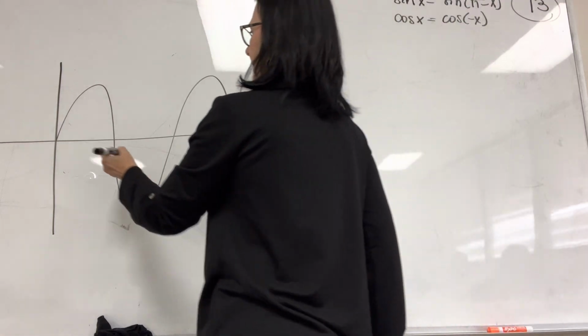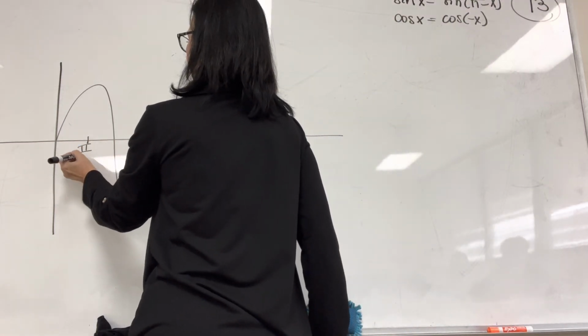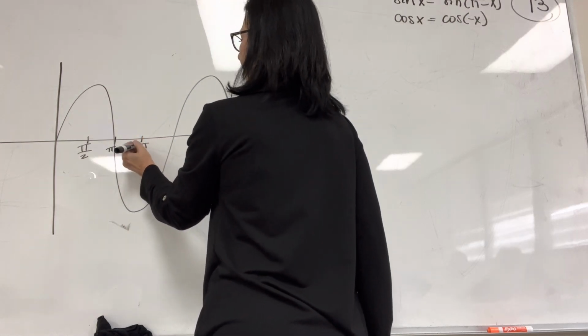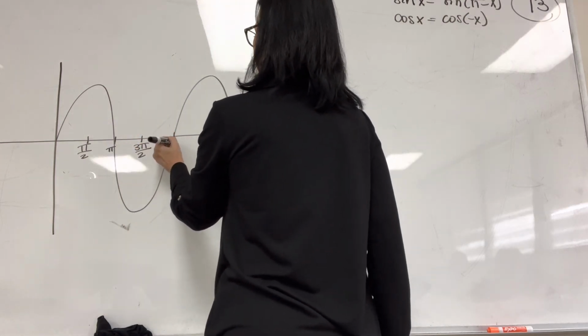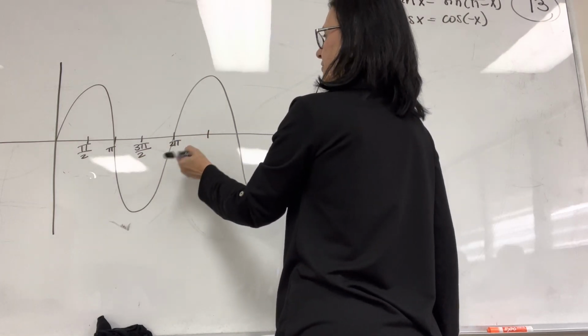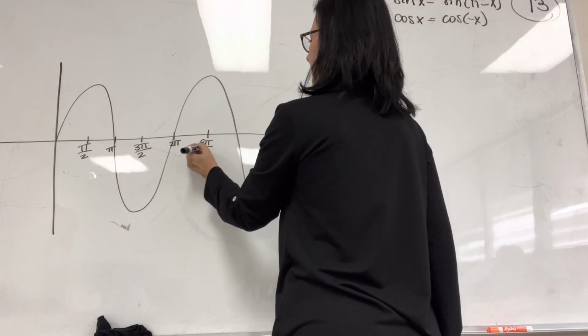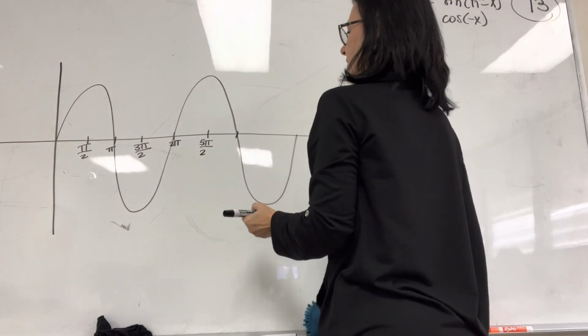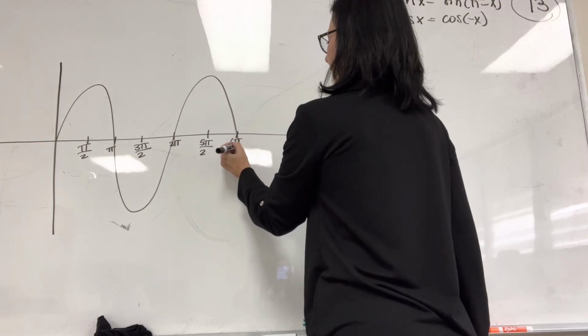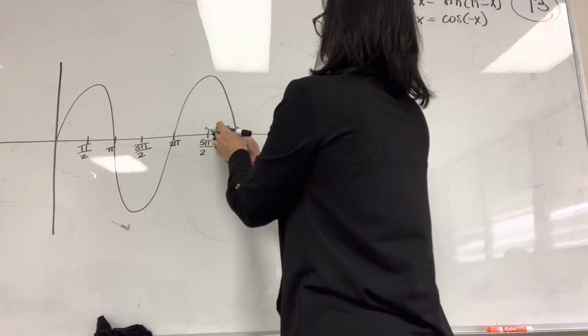Okay, let's just do that. This is pi over 2. This is pi. This is 3 pi over 2. This is 2 pi. This is 4 pi over 2? 5 pi over 2. This is another half of a pi. 6 pi over 2, which is 3 pi.